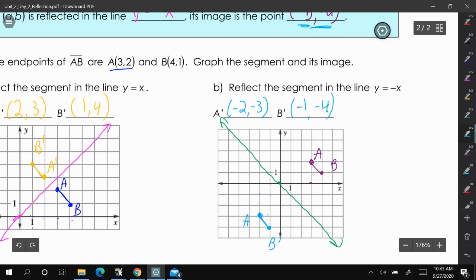So again, if you were to fold your paper over that green line, the segments would lie on top of each other. So I hope that reflections made a little bit of sense. It's all about drawing a picture and counting and remembering to use the rules. So make sure you have these out while you are working on your assignment.